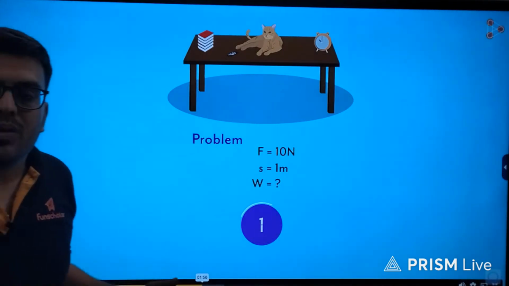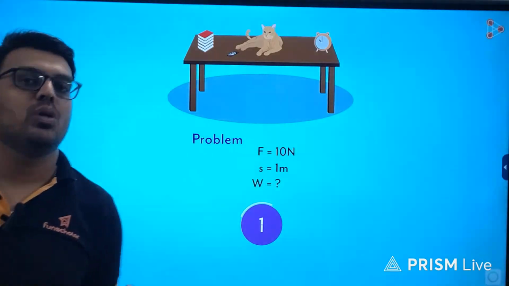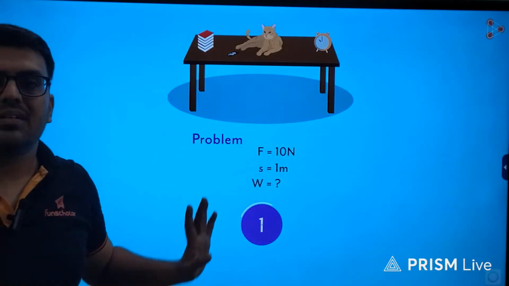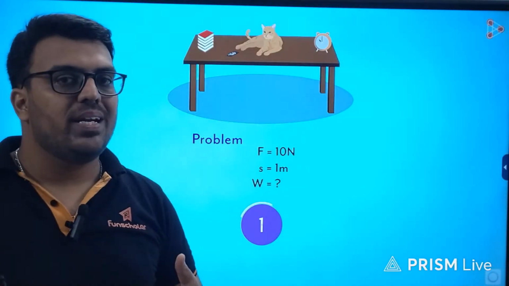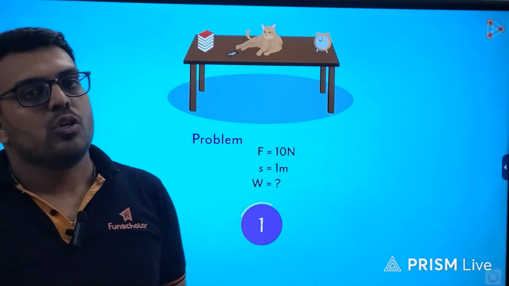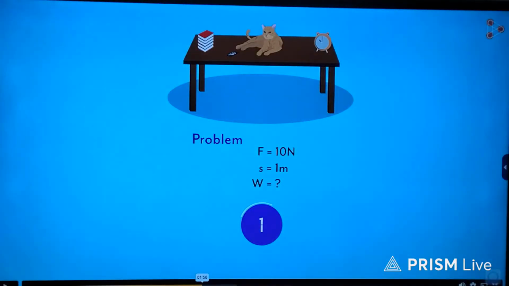Now we have solved this question. I know that you might have solved it by now also. The force is there, 10 Newton, the displacement is there, 1 meter. So it is F times S, 10 Newton into 1 meter. It has to be 10 joules. So let's see whether we have found it correctly or not.